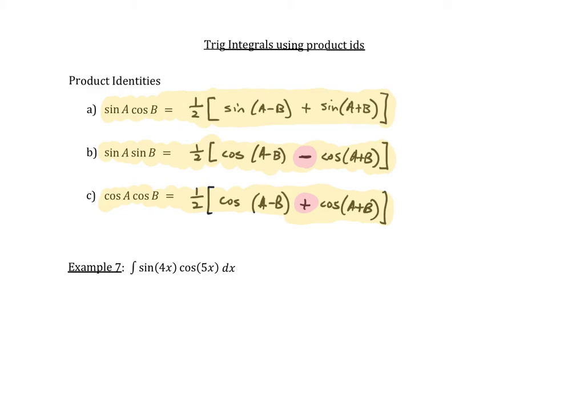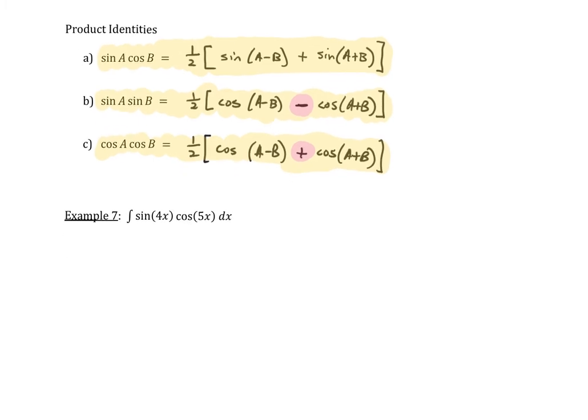All right, folks, let's look at an example. We want to calculate the integral of sine of 4x times cosine of 5x. So I hope we can see that this is going to be the first product identity that we saw. So let's apply the formula. In this particular case, just to be explicit, our A is equal to 4x and our B is going to be equal to 5x.